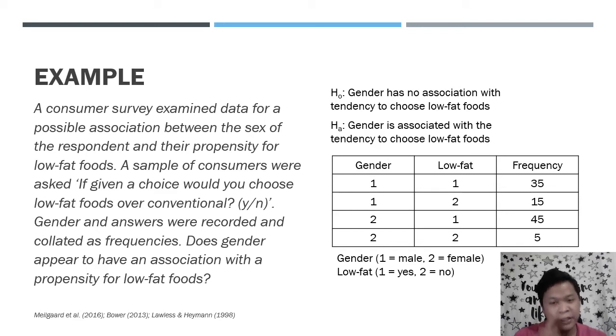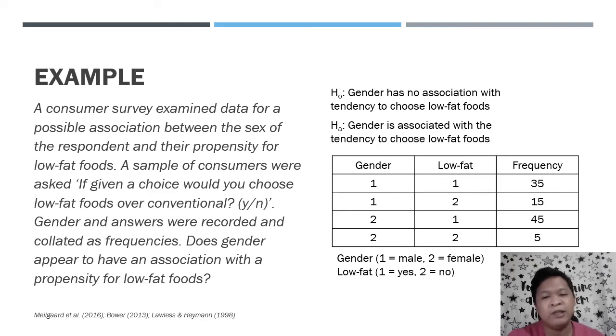And in this case, we hypothesize in such a manner. Does gender appear to have an association with a propensity for low-fat foods? Of course, the null hypothesis is that regardless of your gender, or if you insist on being politically correct, biological sex would have no association with the tendency to choose low-fat foods. And the alternative is that, two-way, there is an association between gender and the tendency to choose low-fat food. So either mas pipiliin na biologically male ang low-fat or mas pipiliin ng biologically female.